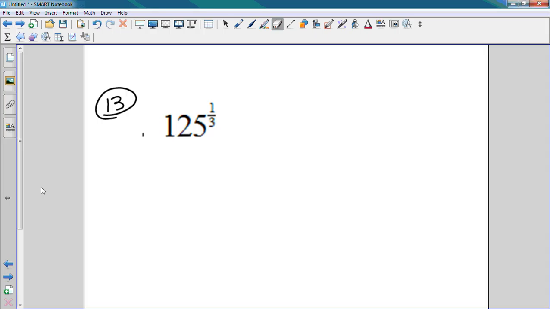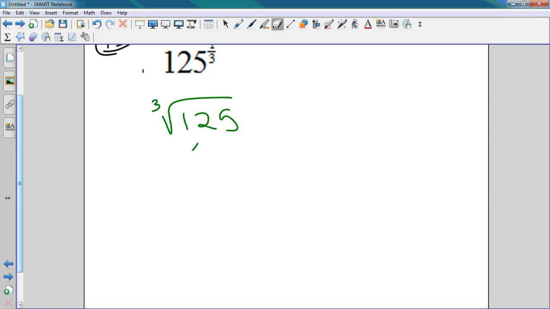Now, this is number 13, so the directions change. It says simplify the expression. Well, 125 to the 1/3 can also be written as what, Caitlin? What goes out here? Now, how do I simplify that? 125, what's that? Well, the cube root of 125. If I don't know what it is, you can break it down. 125, 5 times 5 times 5, so the answer is 5.